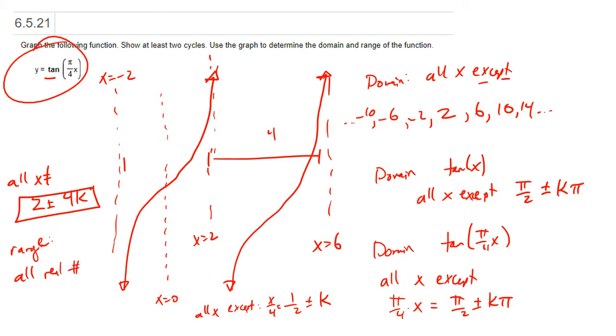And since we're doing more than one period, we're hitting all real numbers more than once. We're definitely achieving all real numbers in the range.